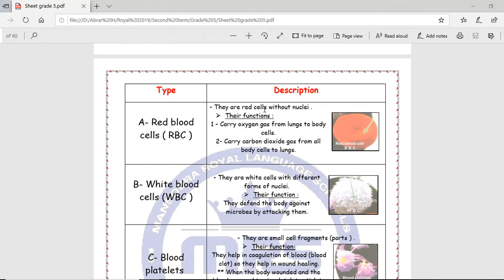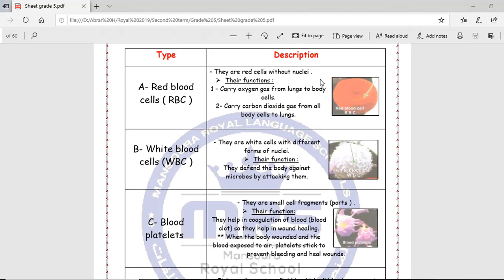What are the red blood cells? They are red cells but without nuclei. Again, they are red cells without nucleus. They don't contain a nucleus. The red blood cells are red cells that do not contain a nucleus.